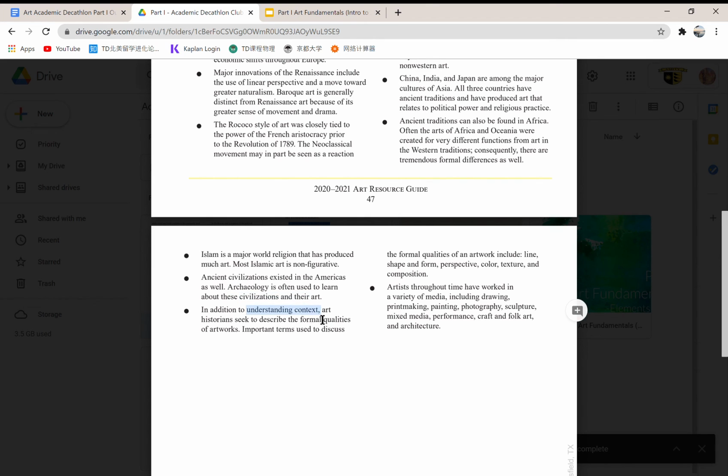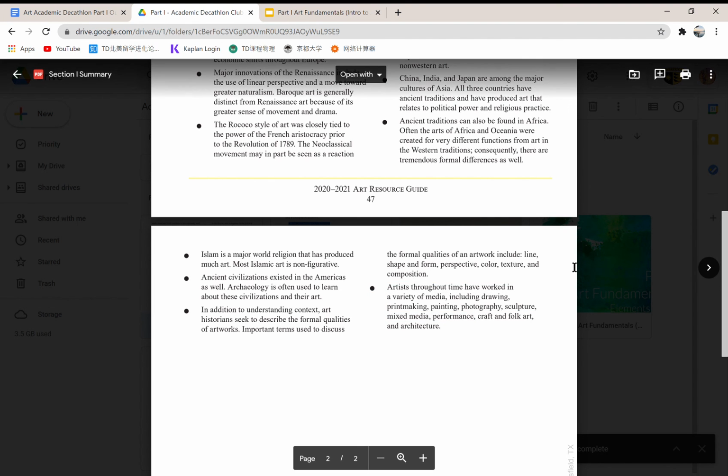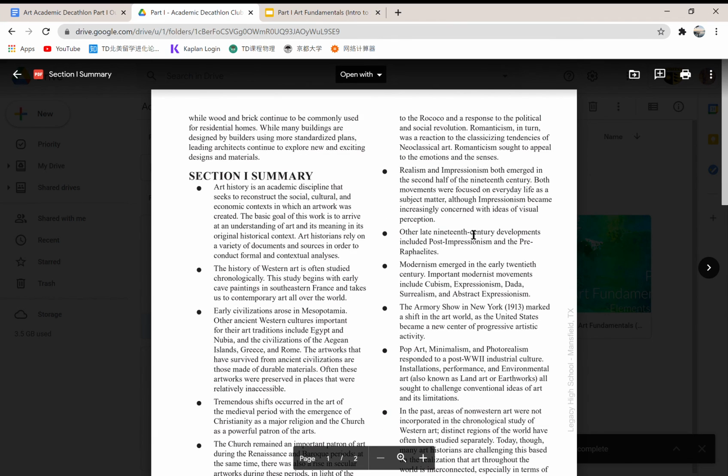In addition to understanding context, art historians seek to describe the formal qualities of artworks. Important terms used to discuss the formal qualities of artworks include those which we'll discuss in our later presentation. You can also check them out in the Elements of Art folder, and we will discuss those in detail in later presentations. And that's all for the summary for section 1.